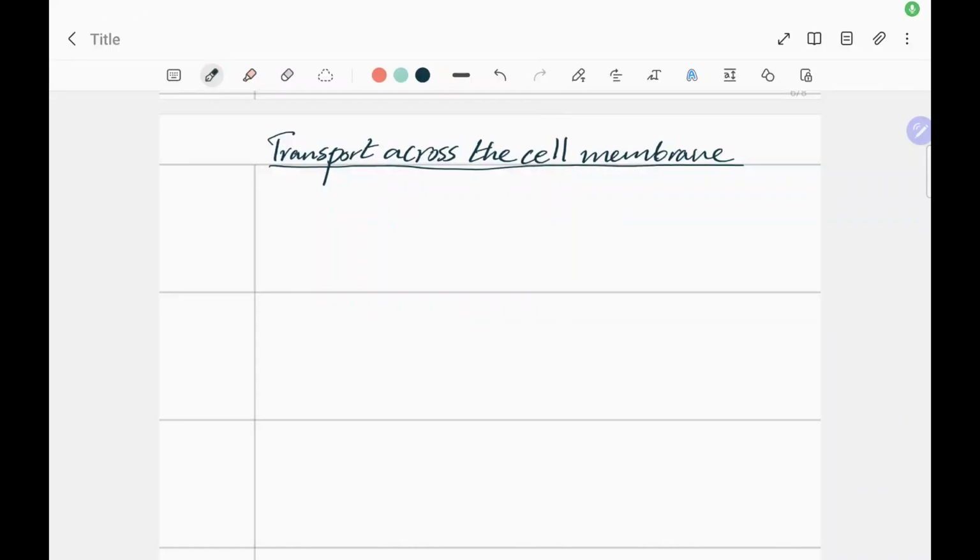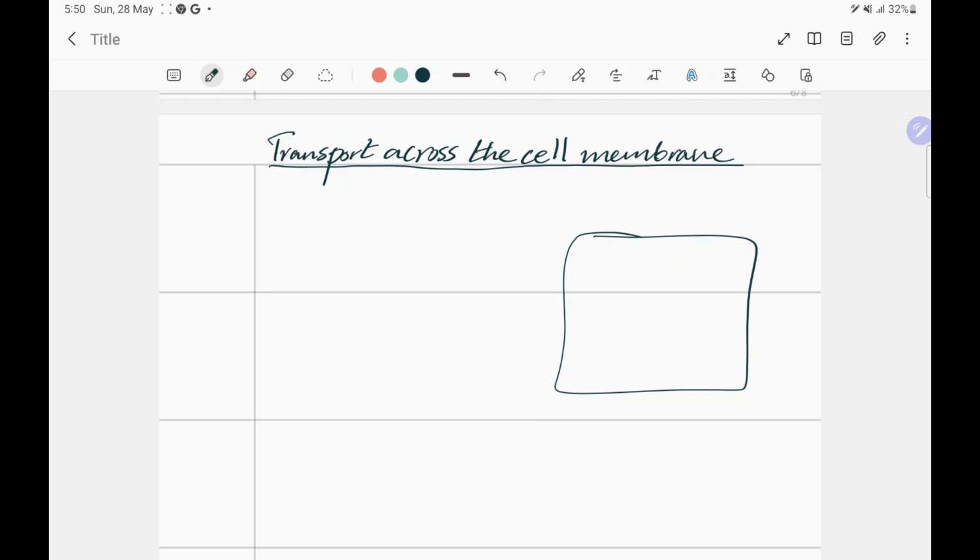Topic is transport across the cell membrane. Now, if we look at transport across the cell membrane, there are different forms and different ways that substances are transported across the cell membrane, which is composed of a phospholipid bilayer. And we'll be talking about the cell membrane in its own topic in the very near future.